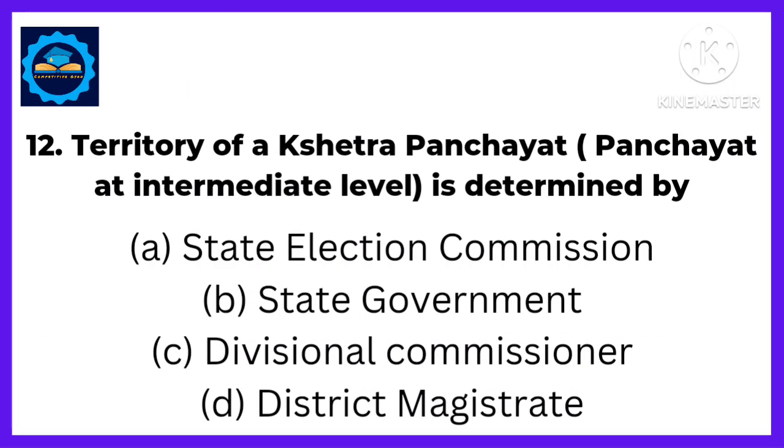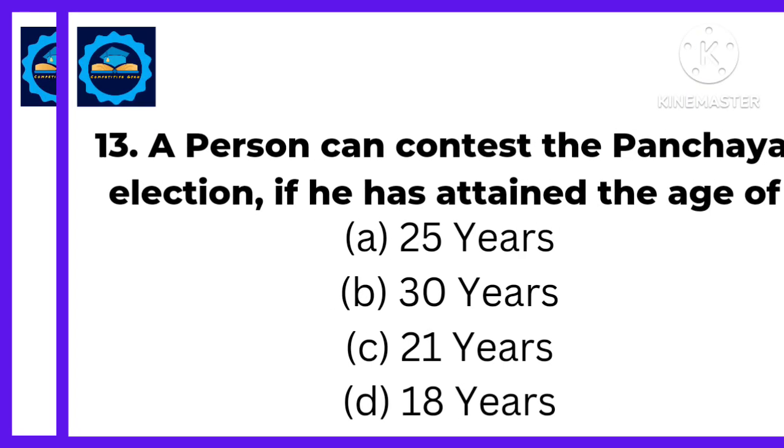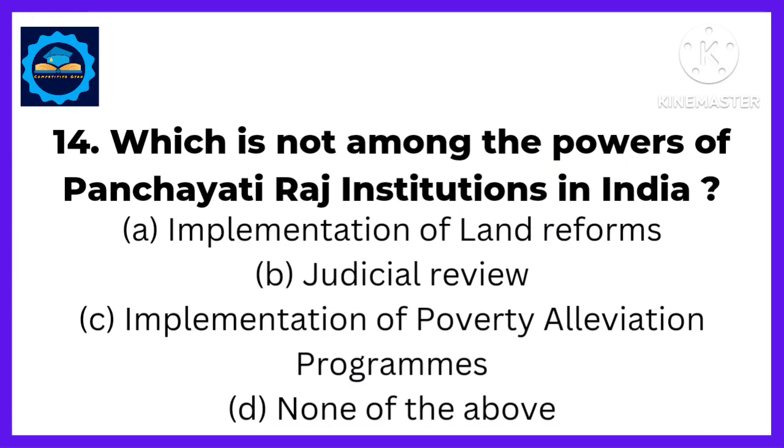Next, territory of a Kshetra Panchayat or Panchayat at intermediate level is determined by? Answer: State government. Next, a person can contest the Panchayat election if he has attained the age of? Answer: 21 years. Next, which is not among the powers of Panchayati Raj institutions in India? Answer: Judicial review.